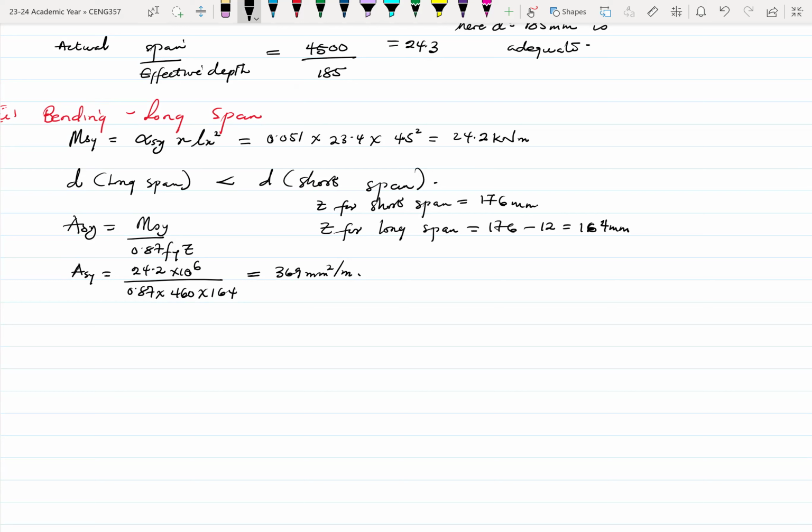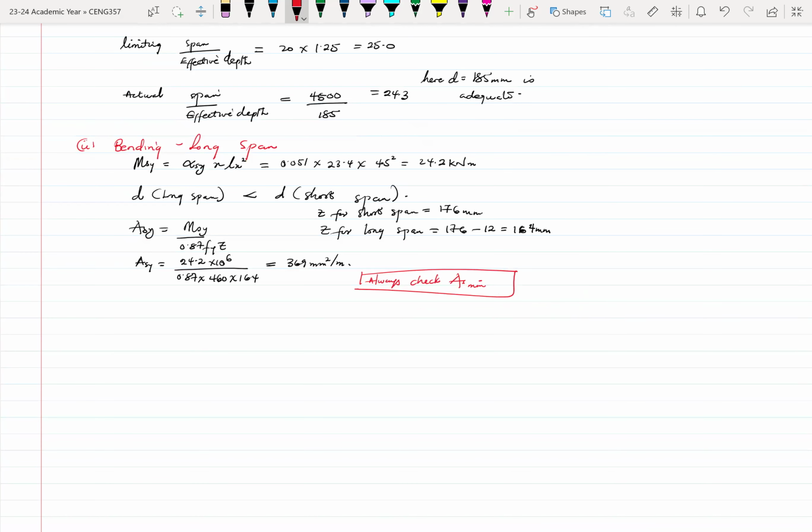So again, let me put this into a table. Always check AS minimum, please. Very important. When you're doing design, we always check if the area of steel we are getting from our calculations is less than the minimum required. If it is less than the minimum required, we go with the minimum. If it's more than the minimum, then we are good. Okay, so let's take note of that as well.